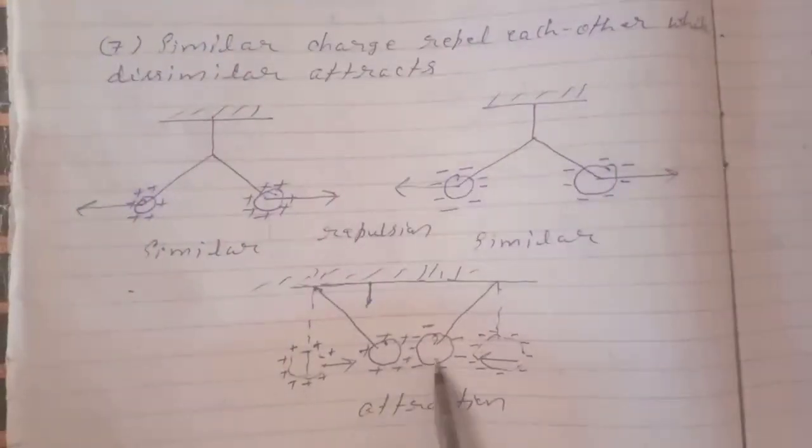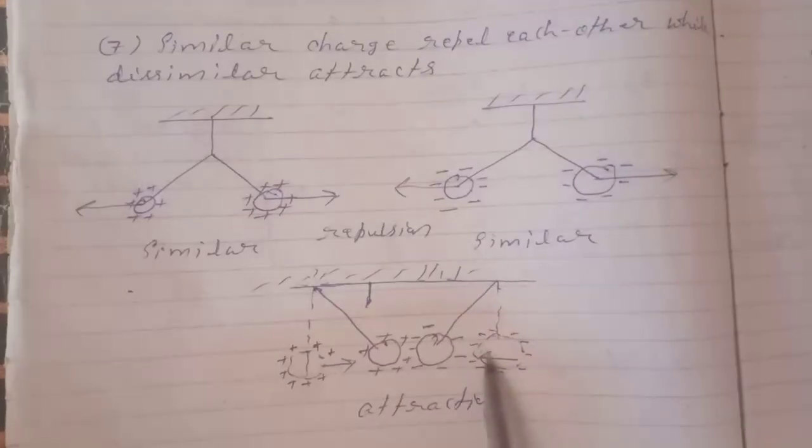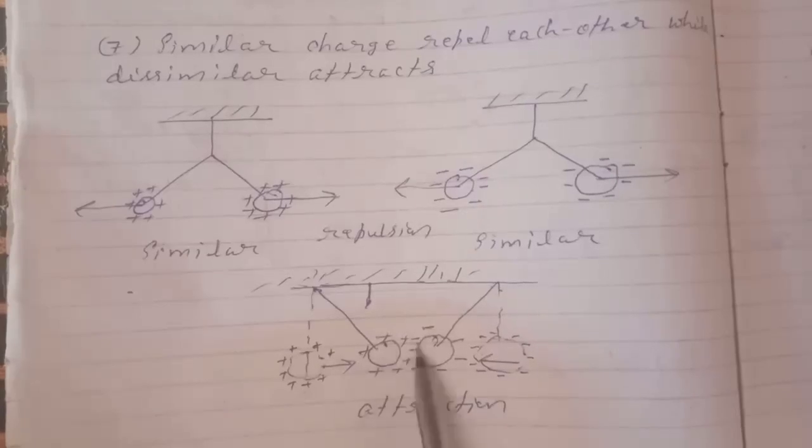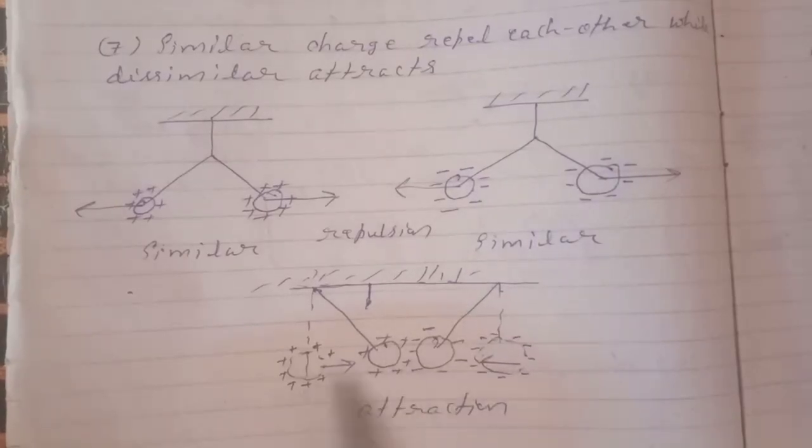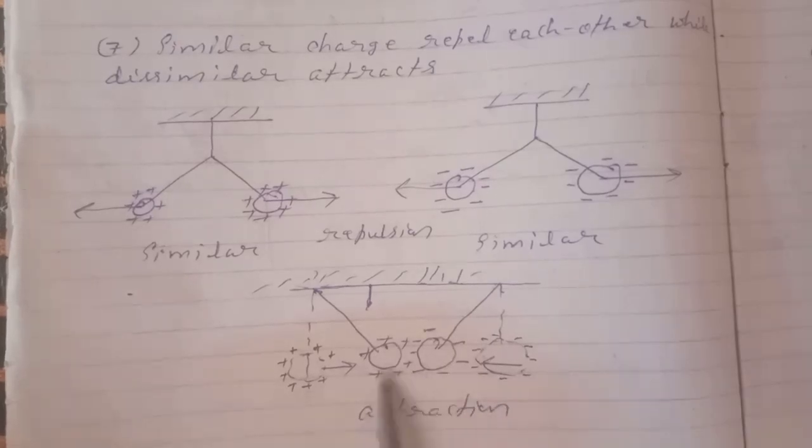Here, this is positively charged and this is negatively charged, and when we release them, both bodies will be attracted. That is, this body will pull towards itself, and this body will pull the other body in this direction.